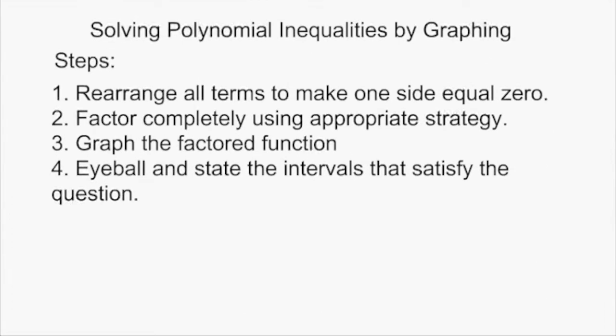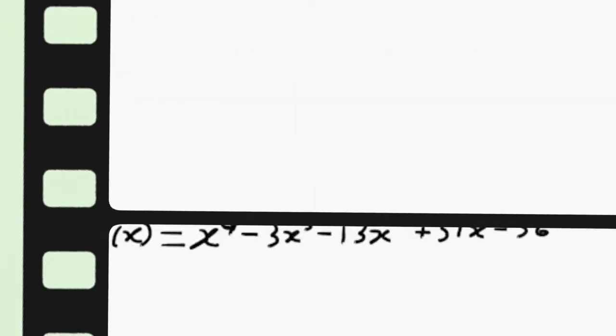Solving polynomial inequalities by graphing. Step 1. Rearrange all terms to make one side equal to 0. Step 2. Factor completely using appropriate strategy. Step 3. Graph the factored function. Step 4. Eyeball and state the intervals that satisfy the question.